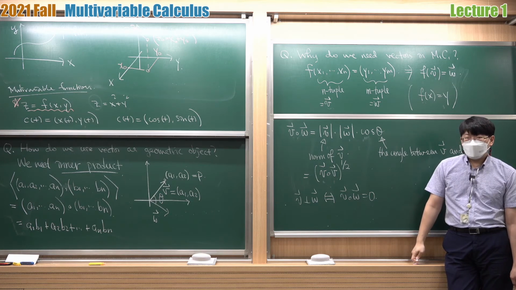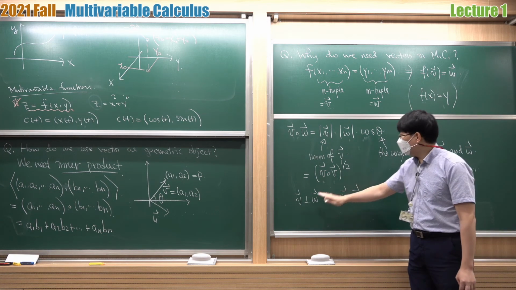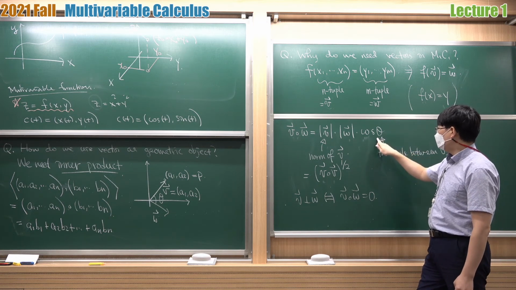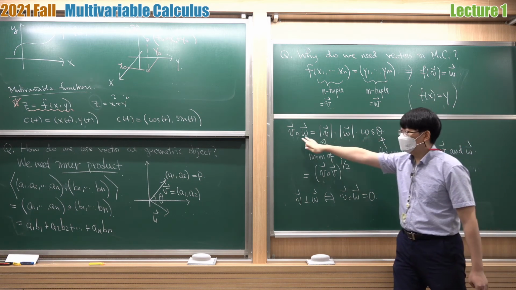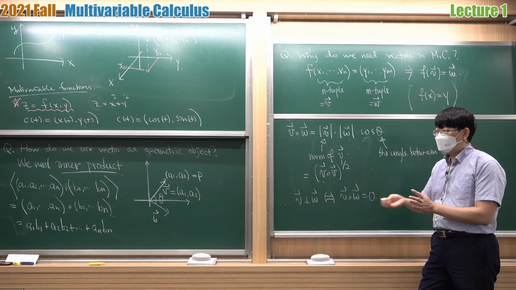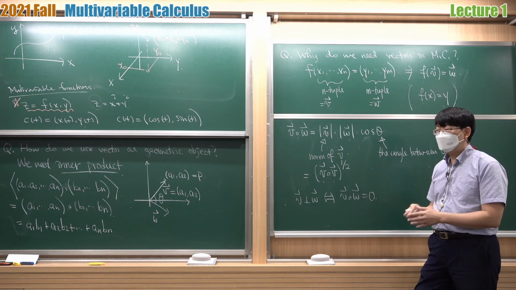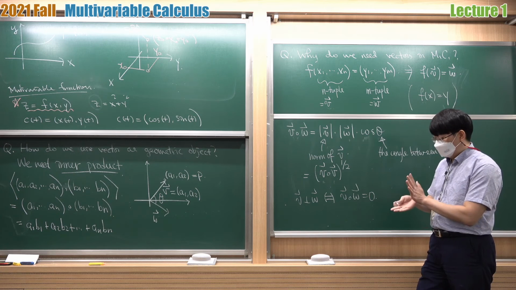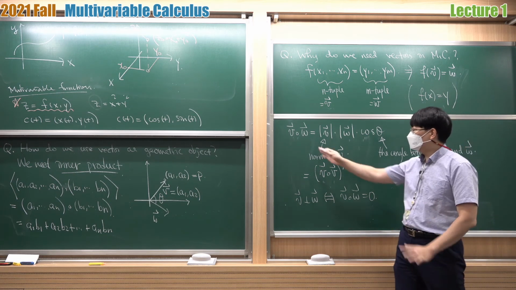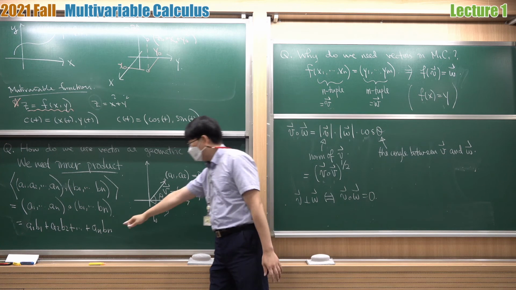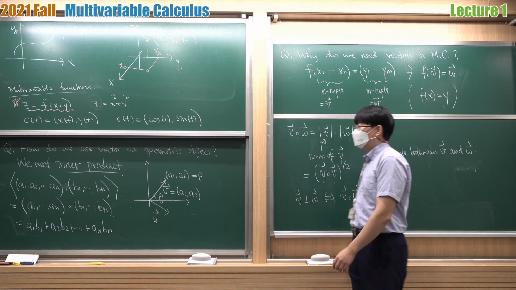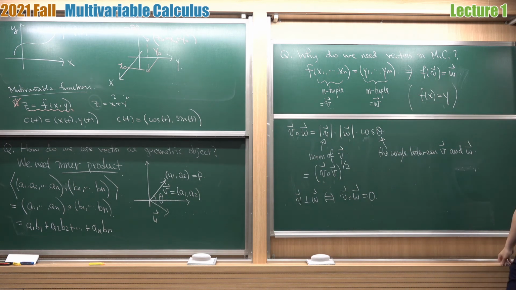And not only for perpendicularity, we can find out the angle between two vectors using the inner product. Without actually drawing these vectors into planes, we can find out the angle between these two vectors using these algebraic equations defined for the inner product. So that's good about the inner product. That's how we use the inner product to find out the geometric position of the vectors.